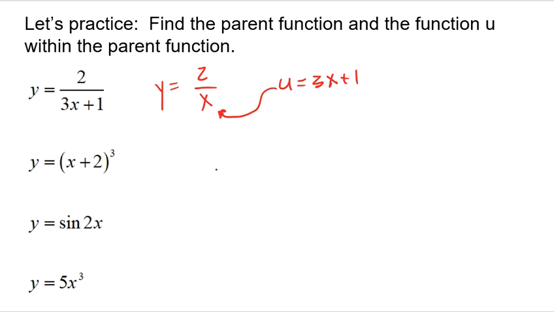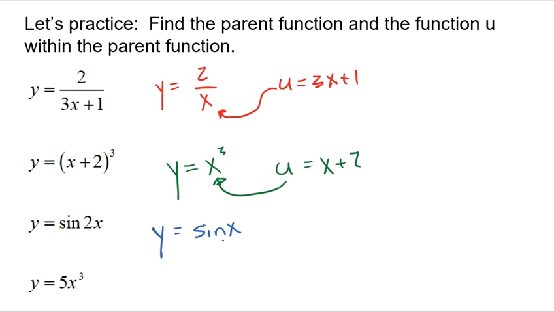In this next example here, the parent function would be x cubed, something cubed. And we would let u equal x plus 2, because we literally took u and plugged it in for x, creating x plus 2 to the third. In this next example, the parent function would be sine of x. Again, a very generic trig function. And u would be 2x. We're literally taking u and plugging it in for x.